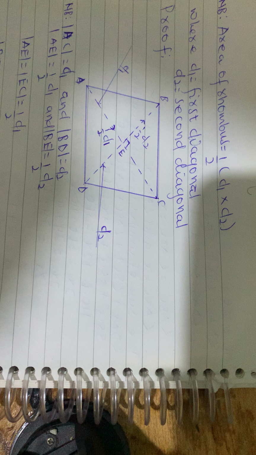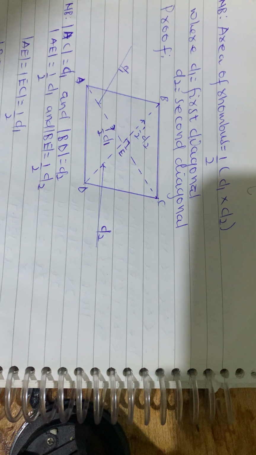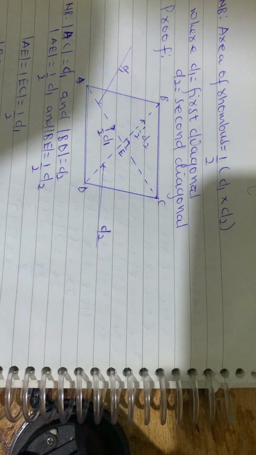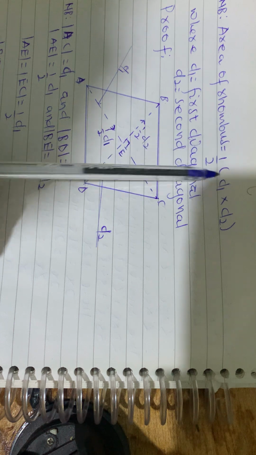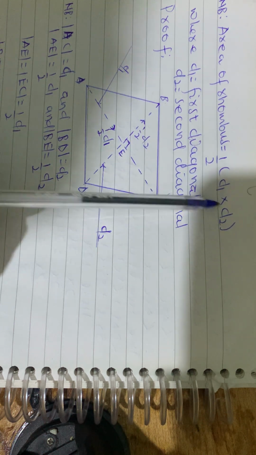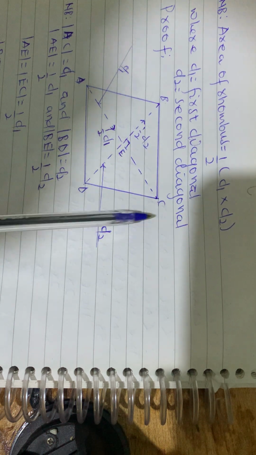In our previous video, we talked about rhombuses. We talked about the area of rhombuses and perimeter of rhombuses. Today too, I remember clearly telling you guys that for the area of a rhombus, you can use two different formulas. The other formula that you can use is half times the first diagonal times the second diagonal.